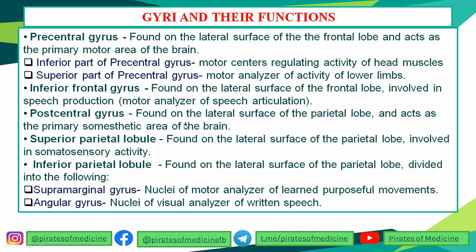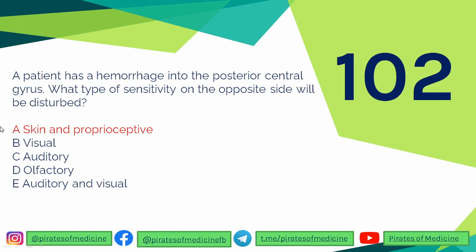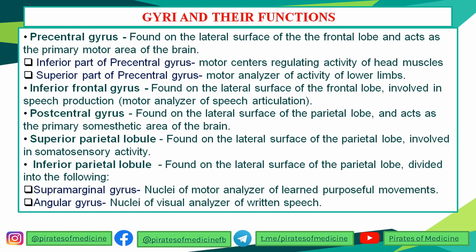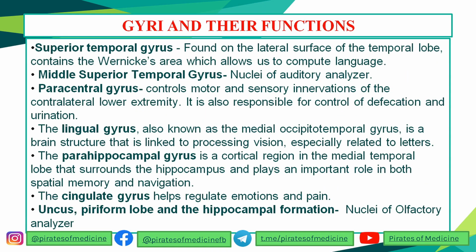So postcentral gyrus, guys, it is found on the lateral surface of the parietal lobe, and it acts as the primary somatosensory area of the brain and helps to analyze the skin and proprioceptive reception. And that is why the answer is skin and proprioceptive sensitivity will be disturbed. So you can note down all these gyri and their functions. They may ask you a question regarding that, and here also you can note it down. And anyway, without any further ado, let's begin.